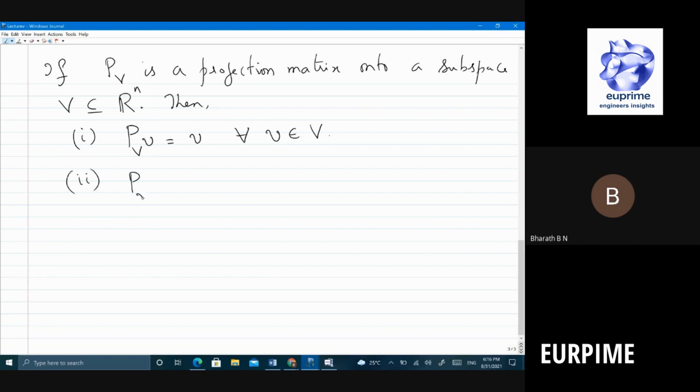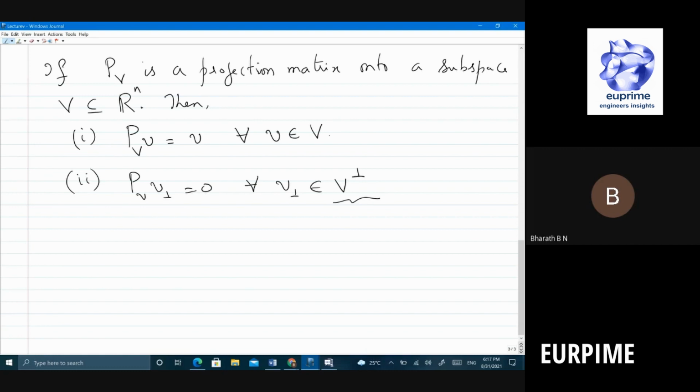So PV of v perp should be equal to zero for all v perp belonging to V orthogonal. This symbol means it is all those vectors orthogonal to the vectors in V, okay? It's called the orthogonal subspace, right? I had defined this earlier. Okay, this is a general property. In fact, you can explicitly construct matrices which have this property for a given subspace.